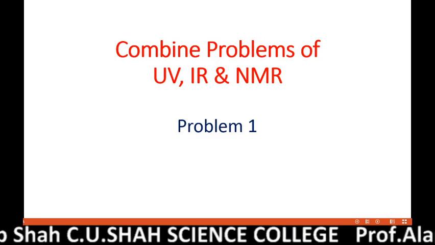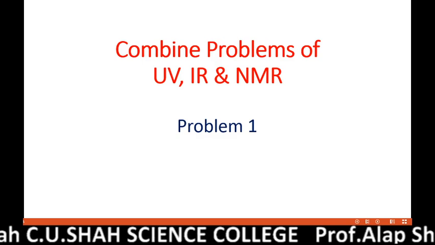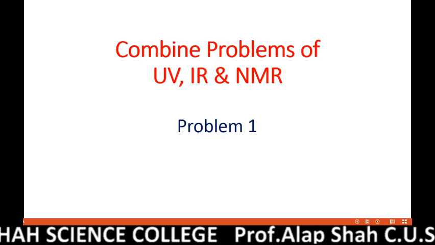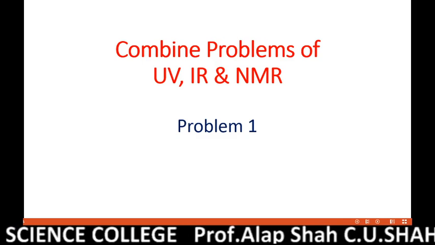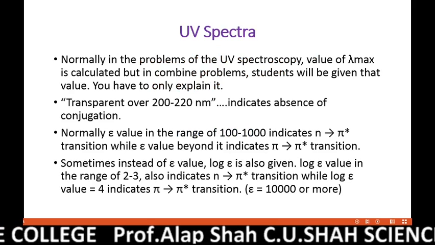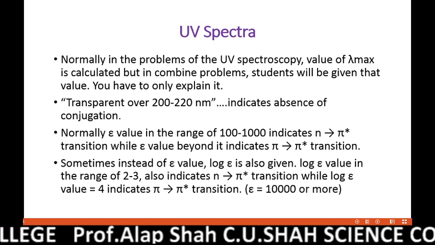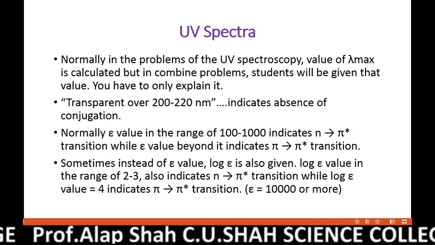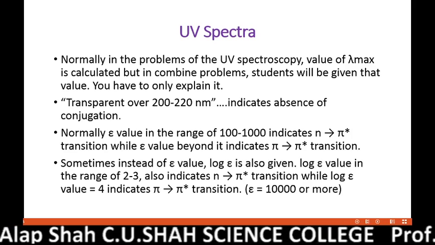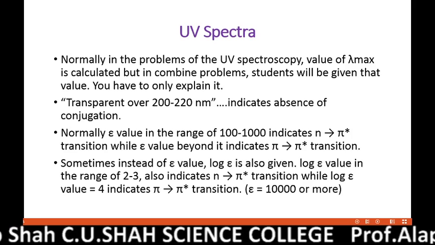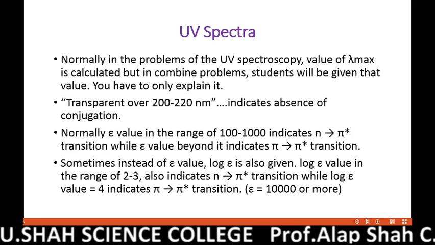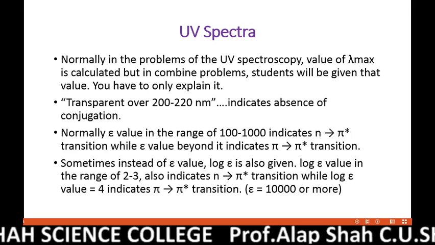To solve these kinds of problems, in your question paper you will be given spectral data of UV, IR and NMR in almost all universities. With the help of that, you can solve this kind of problem. Before we start, normally whenever you solve the problems of UV spectroscopy, students calculate lambda maximum. But in the combined problems, you are not going to calculate lambda maximum. On the contrary, you will be given lambda maximum and in a couple of sentences you have to analyze that. So there are a few statements you should understand.